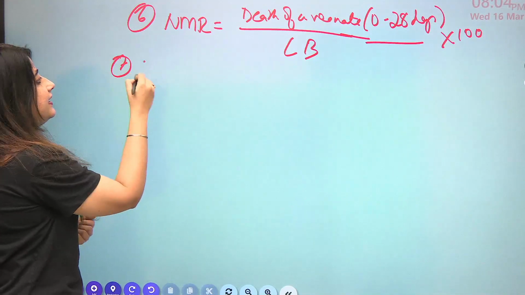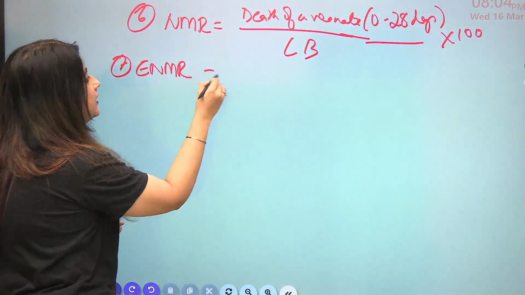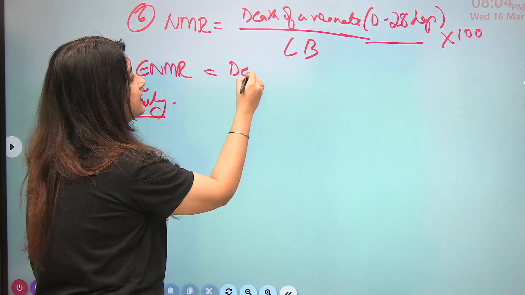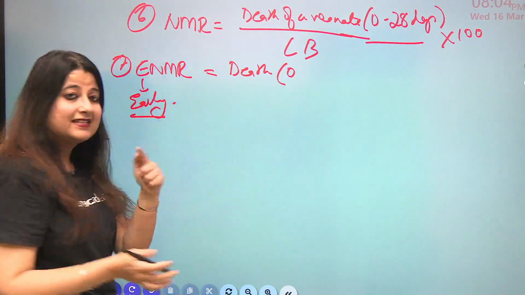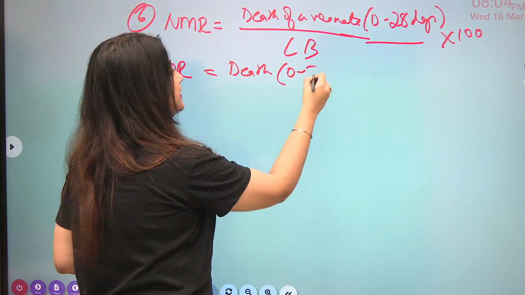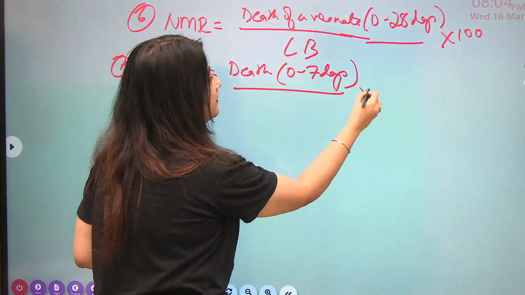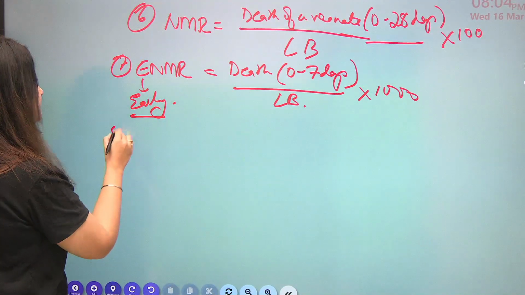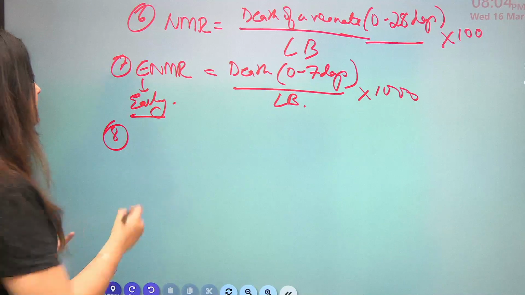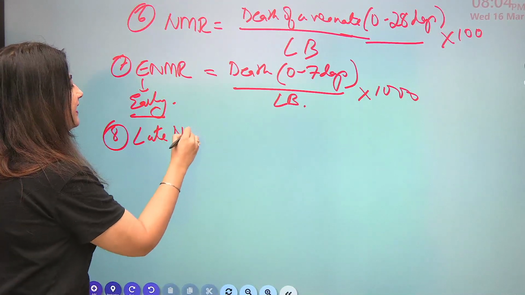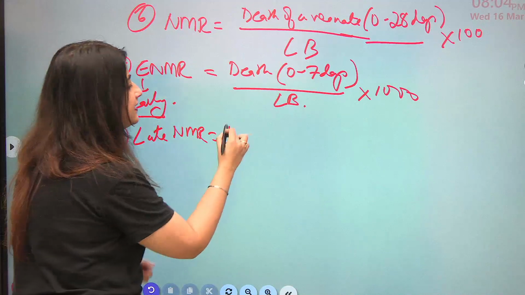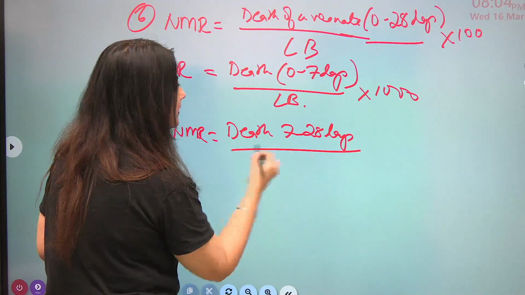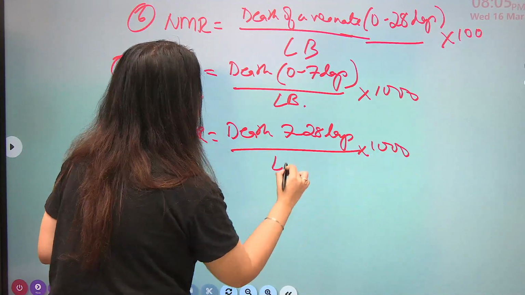Then here it will be ENMR. ENMR means early neonatal. Okay, early neonatal mortality rate. So this is death of a neonate in the first 7 days of life. Okay, so first 0 to 7 days. Okay, per 1000 again live births. Okay, then after early neonatal there is late neonatal. Late neonatal mortality rate means this is death of a baby from 7 to 28 days. Okay, again per 1000 live births.